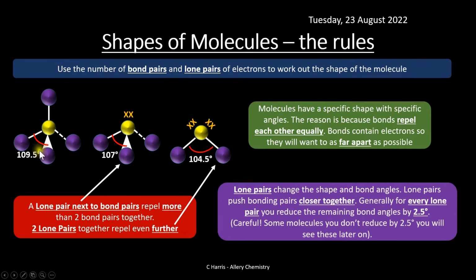Now, you'll notice there's a bit of a pattern here. Effectively, the lone pairs change the shape and the bond angles, as you can see here, and it pushes them closer. Generally, for every lone pair that we have, we reduce the remaining angle between bonds by 2.5 degrees. You'll see some examples where it doesn't quite happen, but in this example, if we take 2.5 degrees off 109.5, we get 107. And then another 2.5 degrees brings it down to 104.5. We'll go through some of the other examples later on.